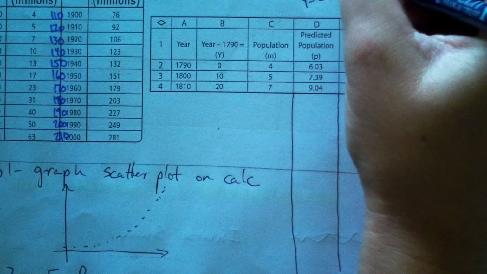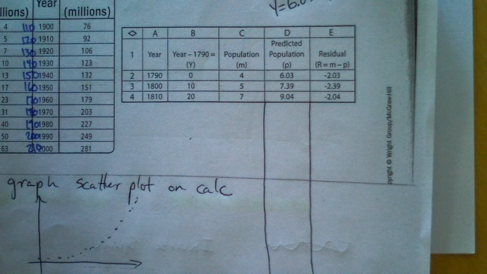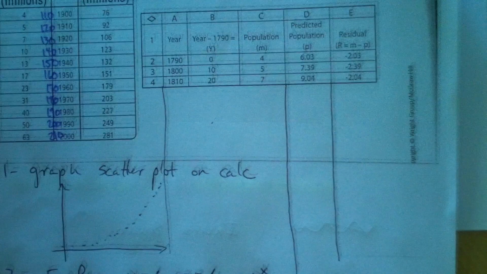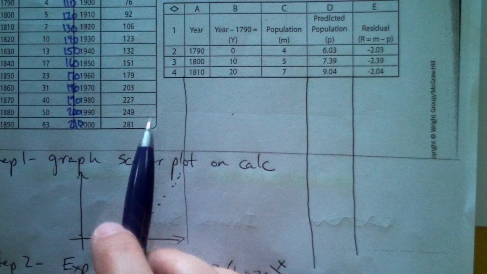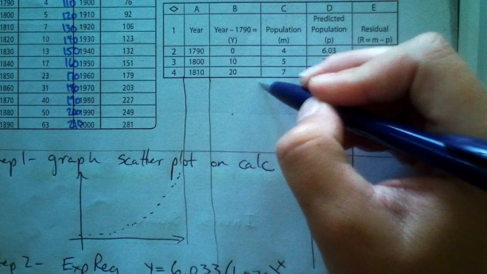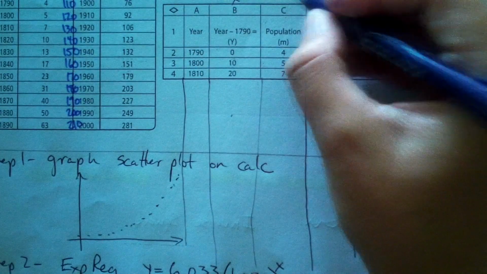So what I would do is take this equation here that we've got written down, go to my y equals and type that in there. So 6.033 times 1.020 to the power of x. And you don't have to do it this way, you can do it by hand too, but this will save us some time. And then I'm going to change my table set. Since these are counting by tens, I'm going to change it to counting by tens.